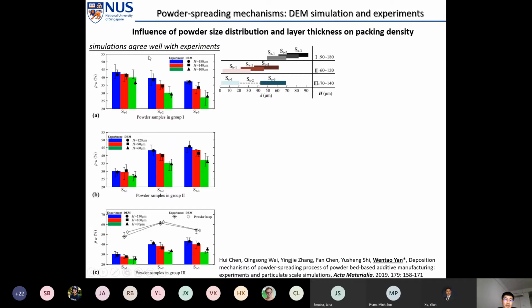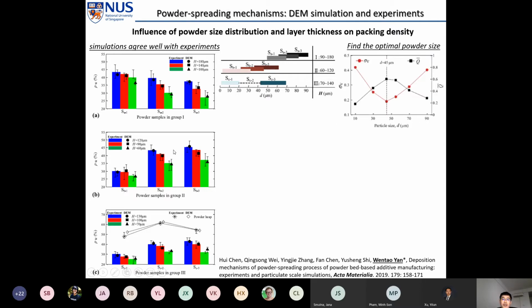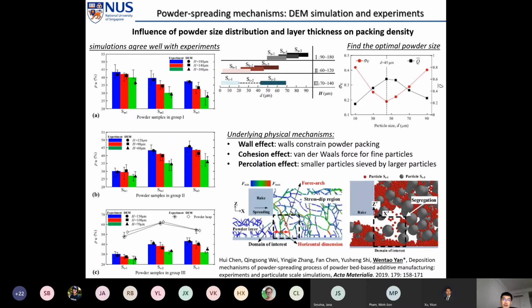We also did a variety of experiments, and we measured and evaluated the relative packing density in the experiments and simulation. And you can see for each of the cases, they agree pretty well. But more importantly, we can find the optimal powder size for this material, for this spreading rake speed. And we also reveal more in-depth underlying physics. There are actually mainly three effects governing the powder packing. One is what we call the wall effect.